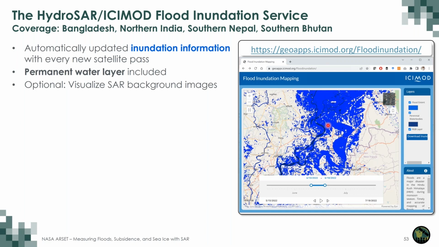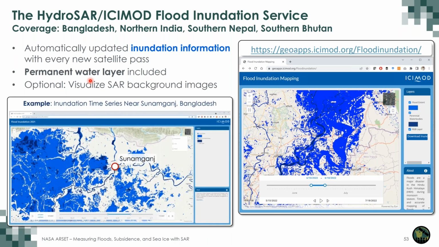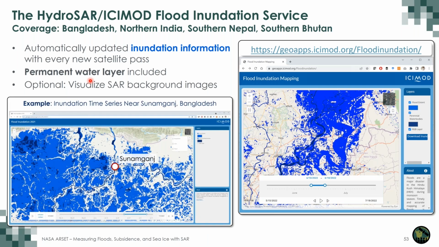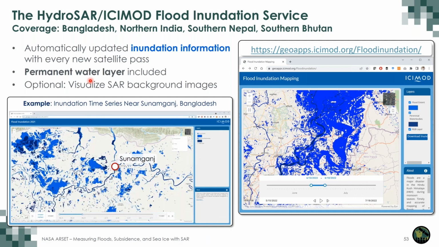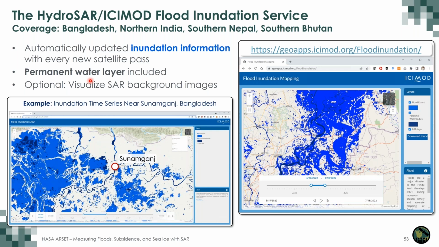In this platform, we provide two layers. One of them is the inundation information in a lighter blue color, and in a darker blue color, we also provide permanent water extent to allow people to distinguish between the floodplain and the perennial water surfaces in the landscape. And because we have data sets every 12 days, you can animate this information in this web service to monitor how the flood situation is developing in that particular region.